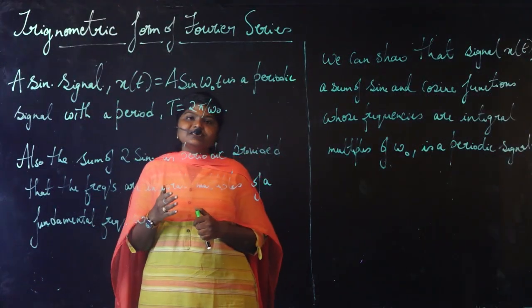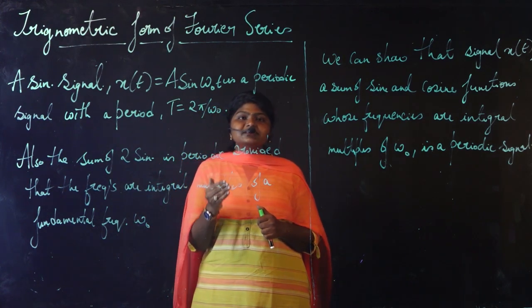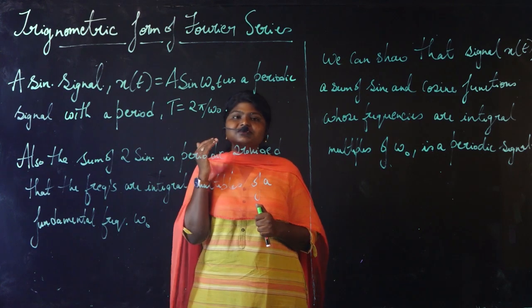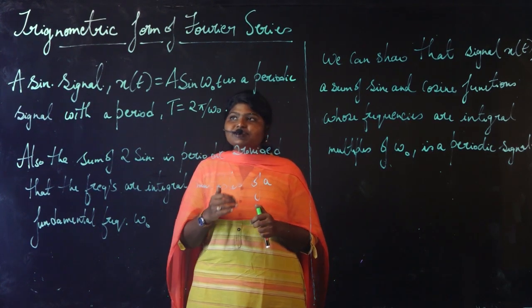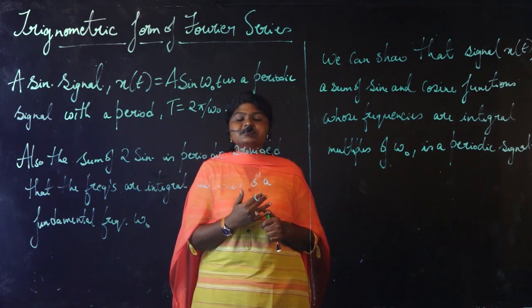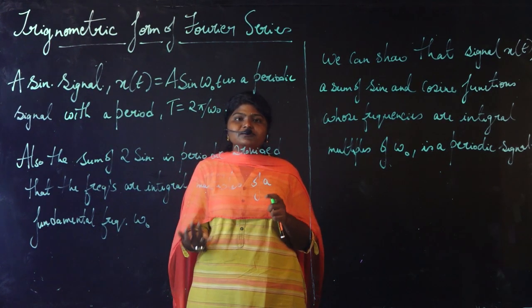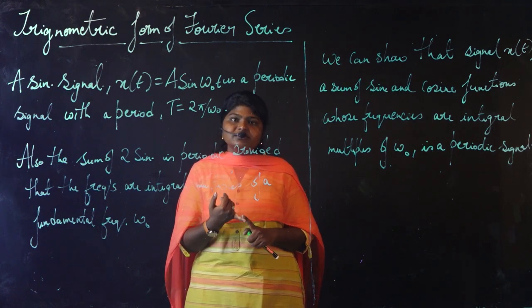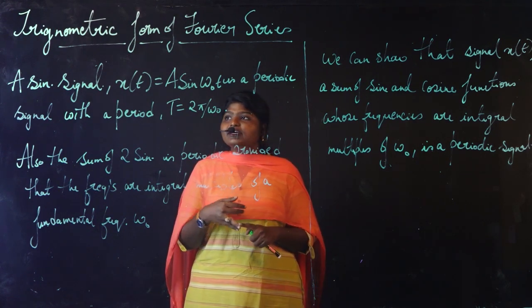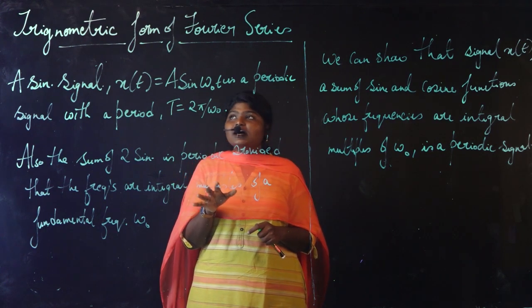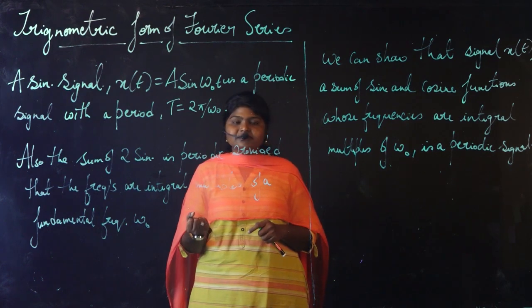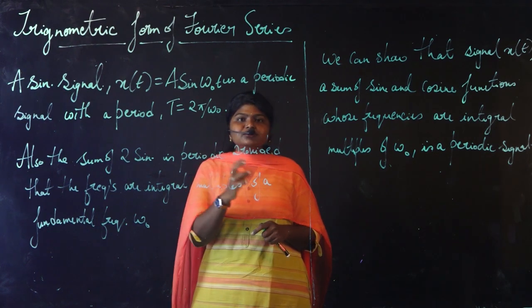In yesterday's class, we discussed the introduction of Fourier series and the conditions. What are those conditions? Dirichlet conditions. And today we will explain the trigonometric form of Fourier series. It is one method we've discussed, trigonometric Fourier series, and the next one will be exponential Fourier series. In today's class we'll see the trigonometric form of Fourier series and how the coefficients are extracted from the series, and we will look into one problem.